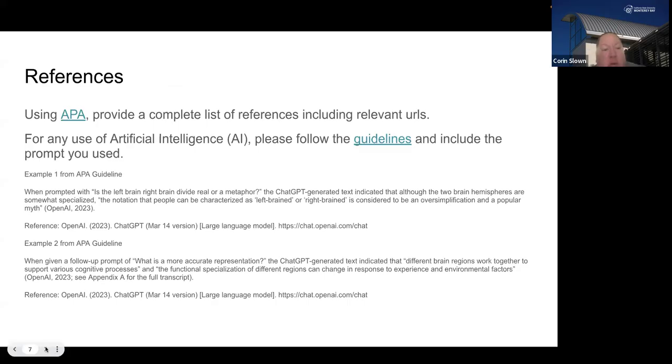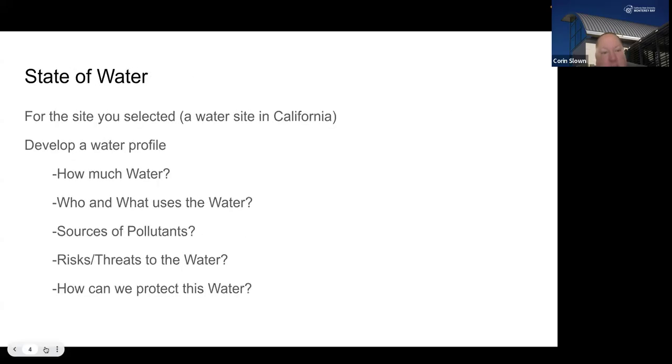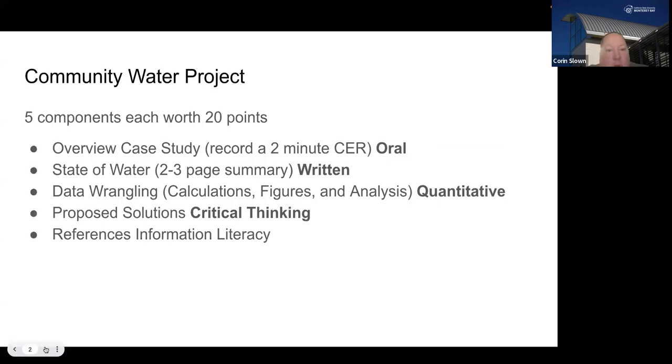And then references. So using APA, you're going to provide a complete list of references, including relevant URLs. Obviously, you're doing in-text citations for the written components. And if you use any sources for your oral presentation, you're going to include in-text for that as well. And then you're welcome to use artificial intelligence, but you need to follow the guidelines from APA and include the prompt that you used.